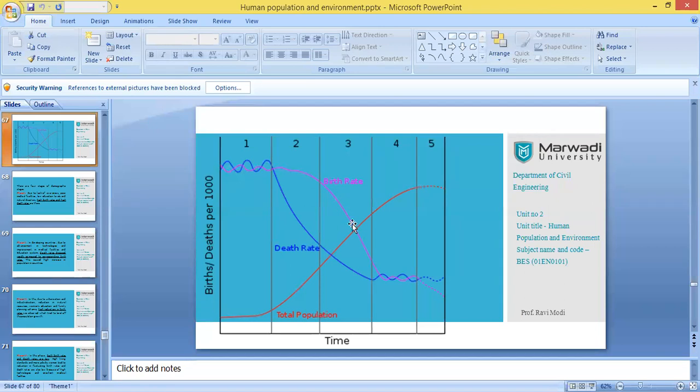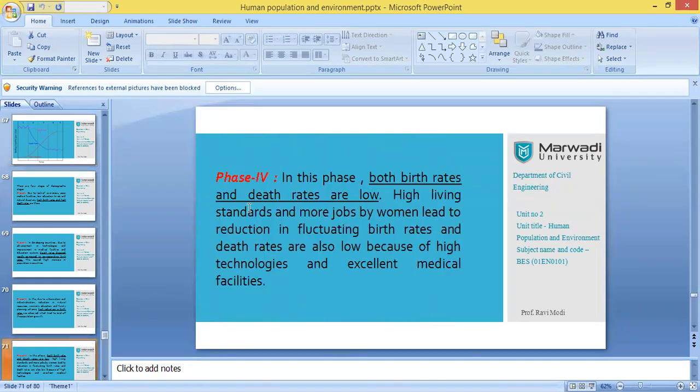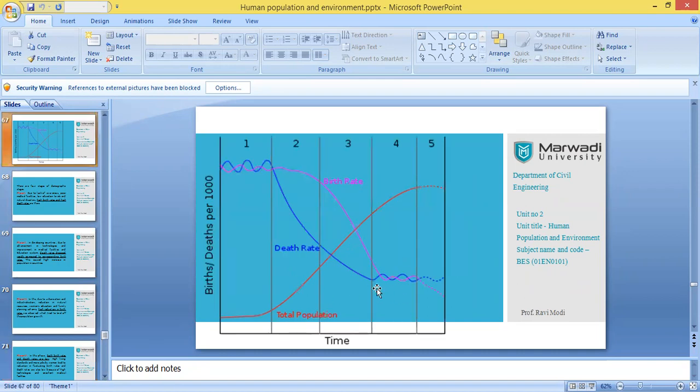This is one of the big advantages of industrialization and urbanization. So now you can see that both of these have reached a very low limit as compared to the high that was seen in phase 1. In this phase, that is the fourth phase, both birth rate and death rate are low. High standards of living and more jobs for women led to the reduction in the fluctuating birth rates, and death rates are also low because of high technologies and excellent medical facilities. So you can see that in the fourth phase, both are moving hand in hand.